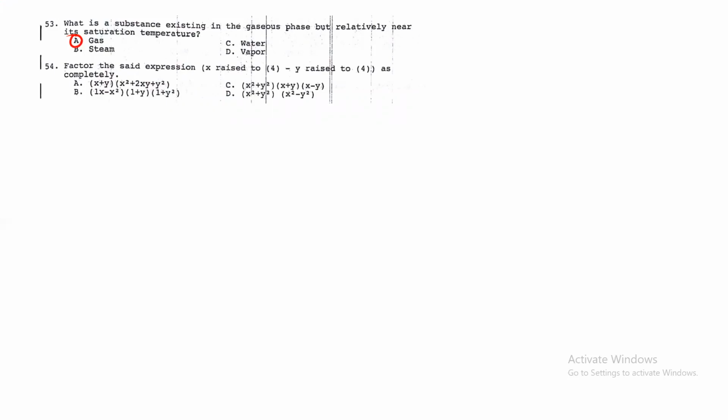Then 54: factor the expression x raised to 4 minus y raised to 4. We can just assign values, so let's use calc. Calc at x equals any number you like. I want x to be 1.5 and y to be 1. Just remember that x should be greater than y so the problem does not produce an error. The values of x and y can be anything.